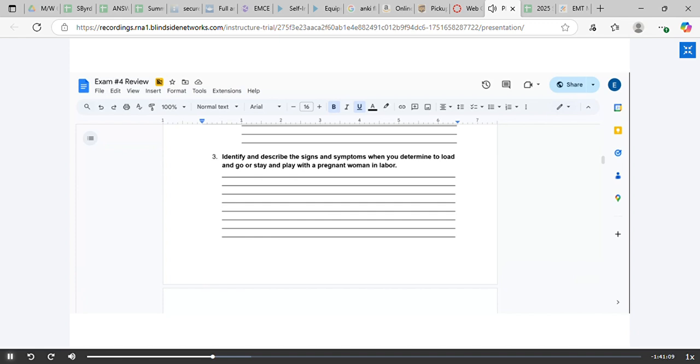If the mom says, yep, it's coming, that sounds silly, but that's another sign. If she says she needs to have a bowel movement, that is a sign of imminent delivery. And imminent delivery means it's coming, right? It's on its way. This has started. Because if she says she has to have a bowel movement, that means the baby's head has already dropped into the birthing canal.